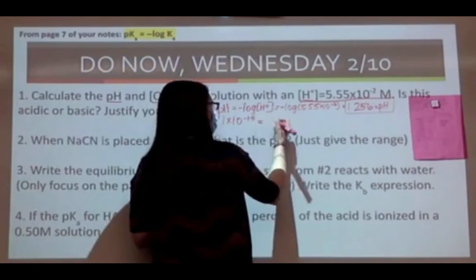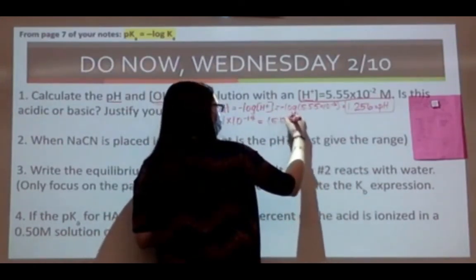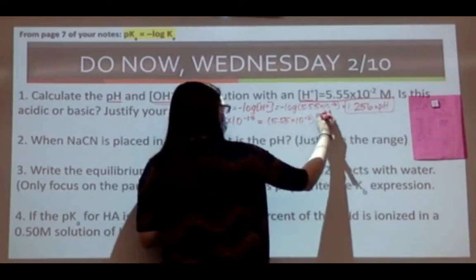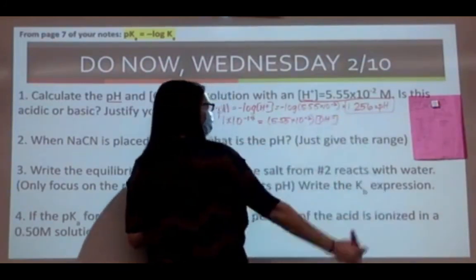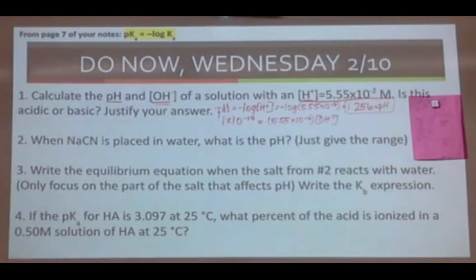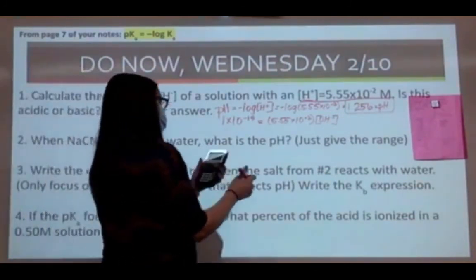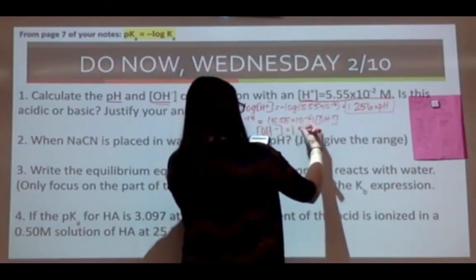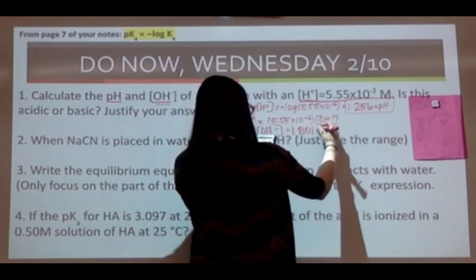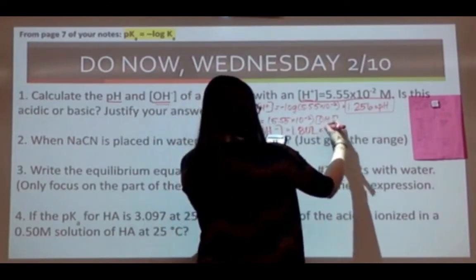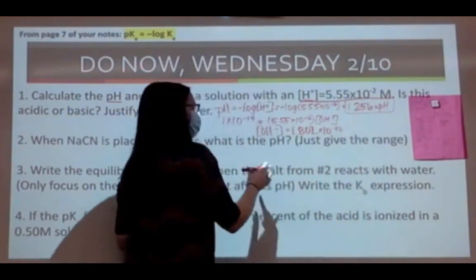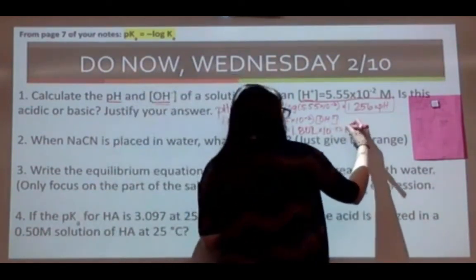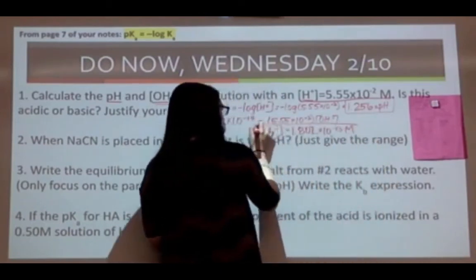So KW equals H plus concentration times the OH minus concentration. So we can solve for OH minus. 1 e negative 14 divided by 5.55 e negative 2. The OH minus concentration, 1.802 times 10 to the negative 13. Remember that brackets means molarity, so we need to make sure to include a unit.